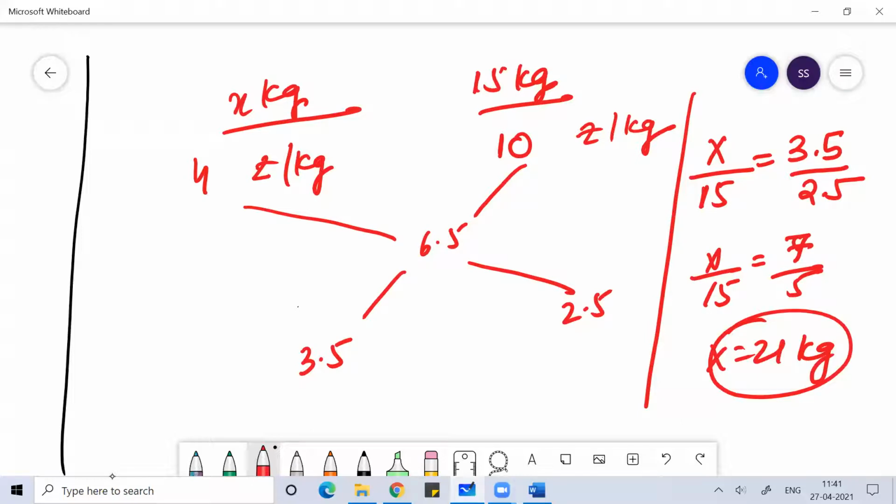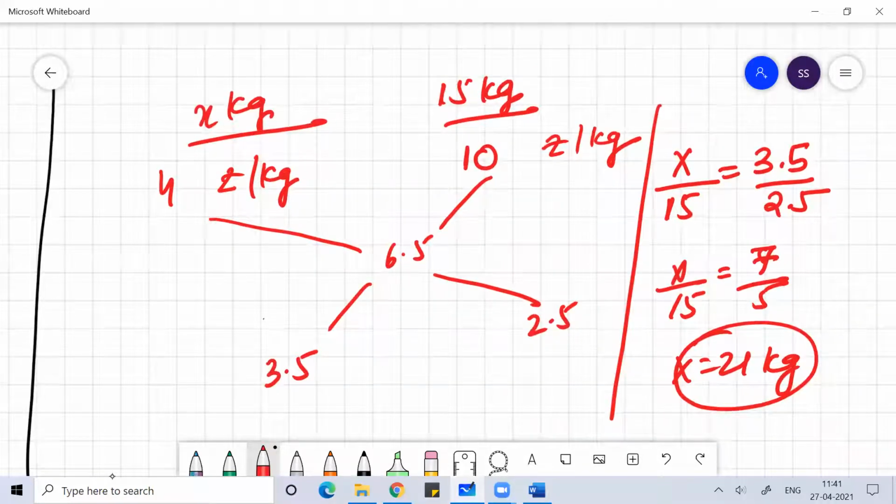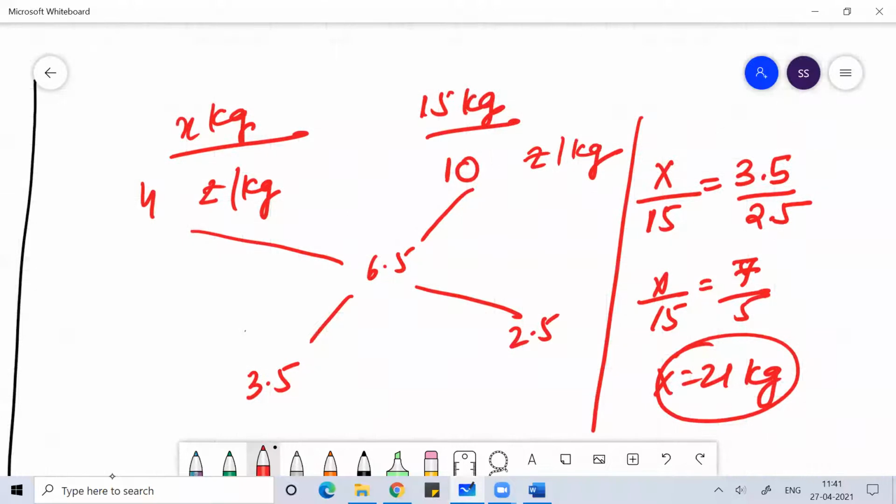Anyone, any doubt, guys, please respond. Any question, any doubt? This kind of concept is called allegation and mixture.